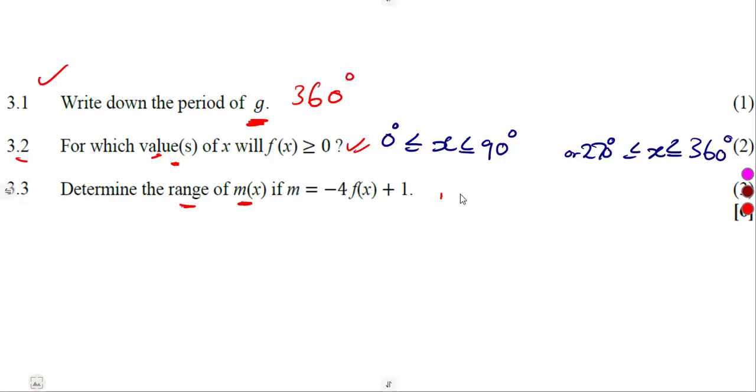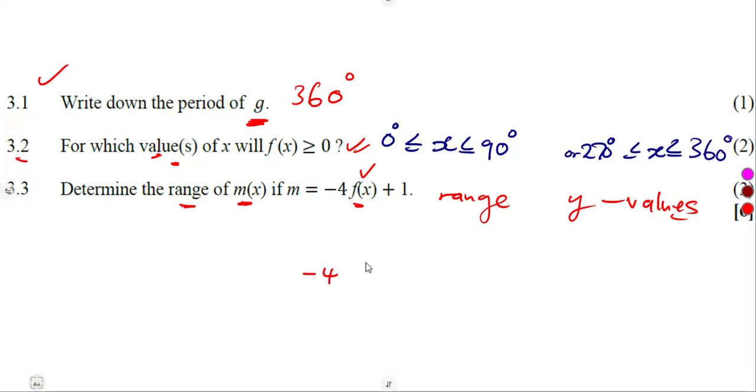Then determine the range of m of x, if m of x is equal to this. So remember, range are the y values. When you talk about range, you talk of the y values. So you can have it automatically from here. If m of x is given as minus 4 times f of x, what is the range of f of x?